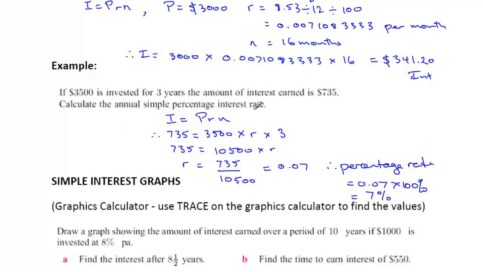So there's an example of how to find some of the missing numbers in here if we are already given the amount of interest. You need to practice these until they become very easy. They're quite simple to do, but they do require practice in order to make sure you master the idea.